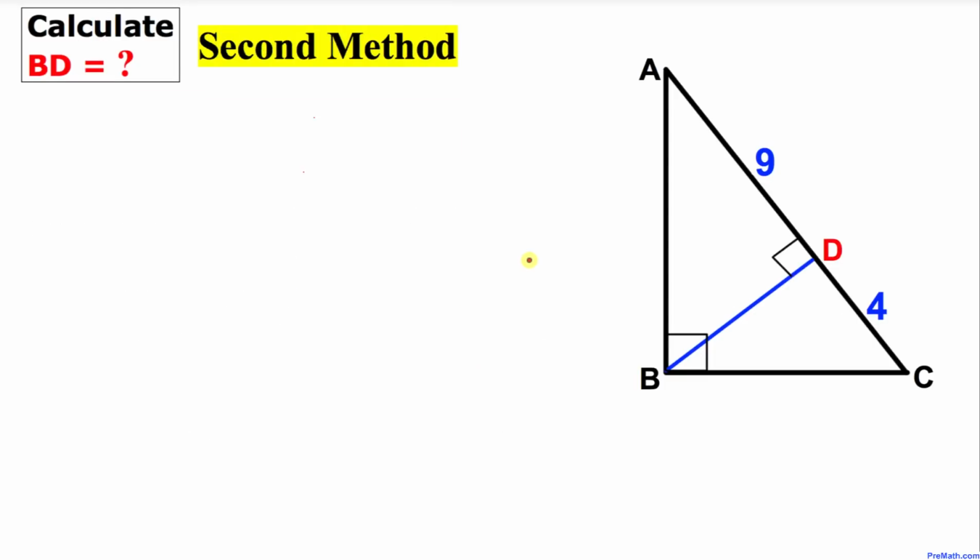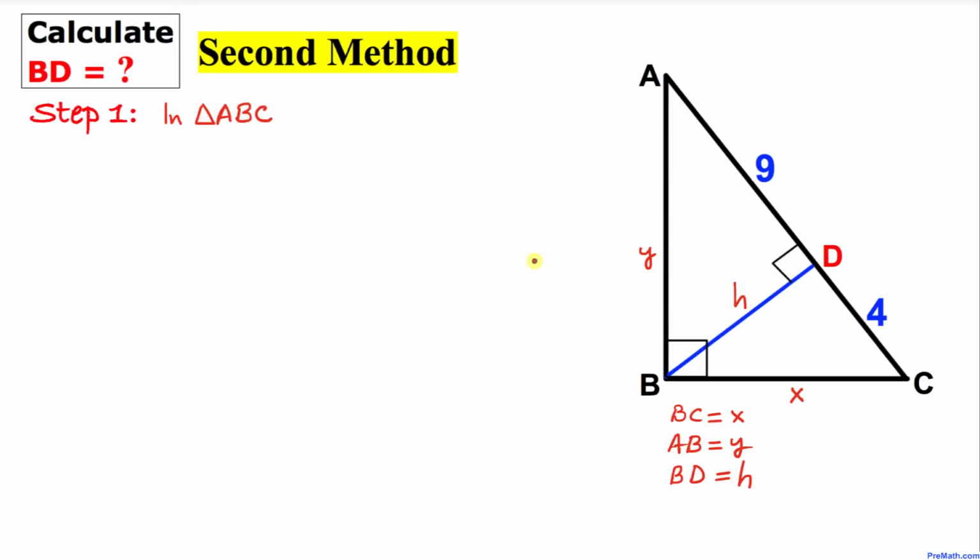And here's our second method. Before we proceed, let me call this segment BC as X, and this AB I'm going to call Y, and this altitude BD is our H. And here's our very first step.